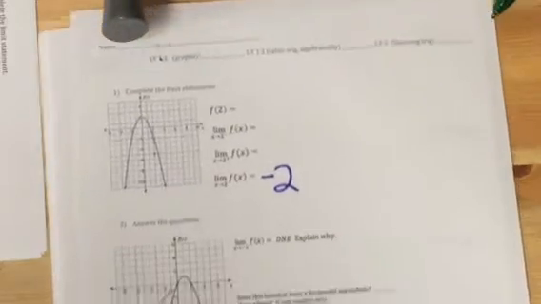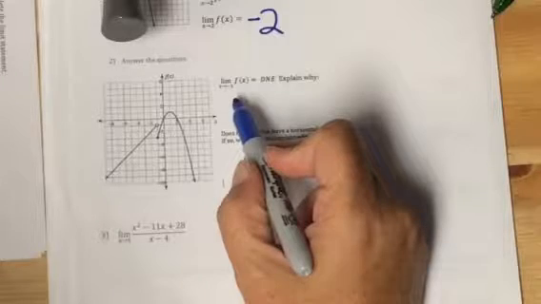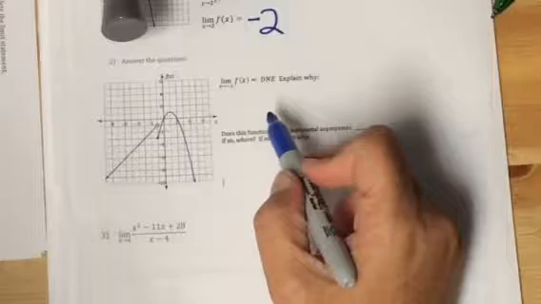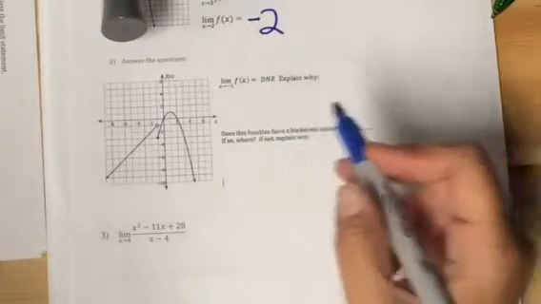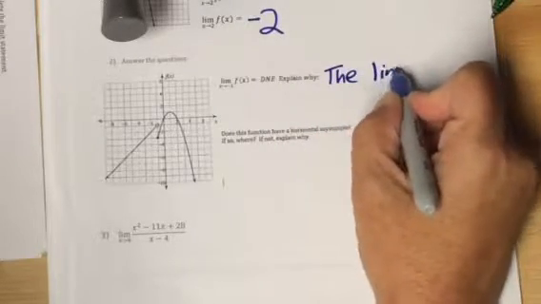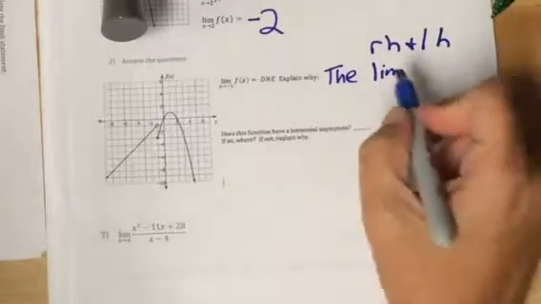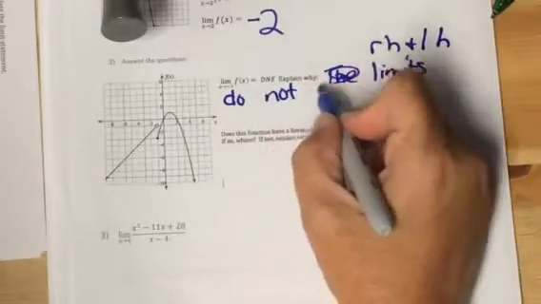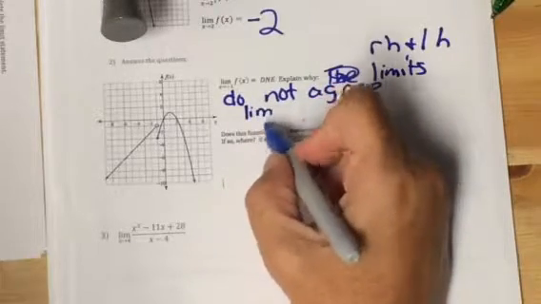On question number 2, the limit of f of x as x approaches -1 does not exist, and you were supposed to explain why. The reason is that the limits from the right hand and the left hand sides do not agree. So the best answer would have been to say the right and left hand limits do not agree. And then that you had shown me that.